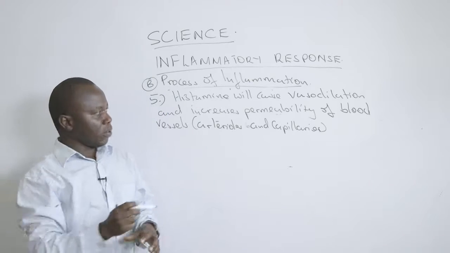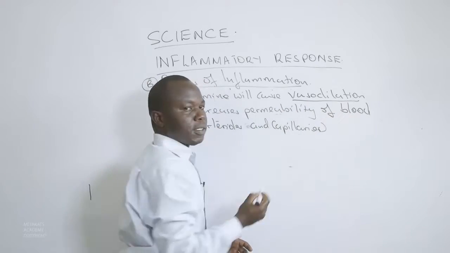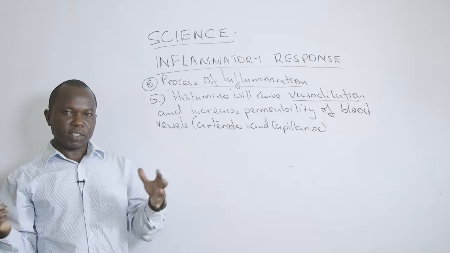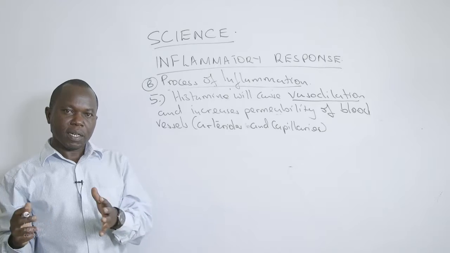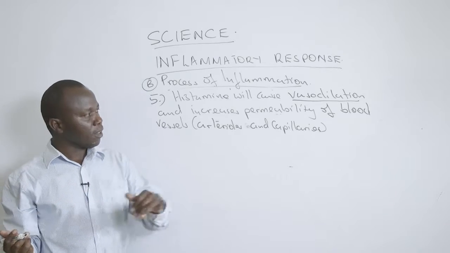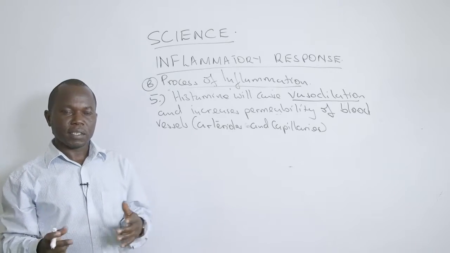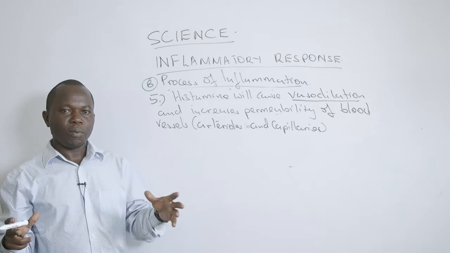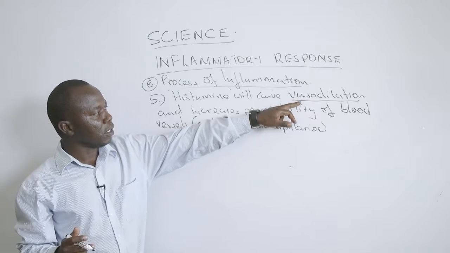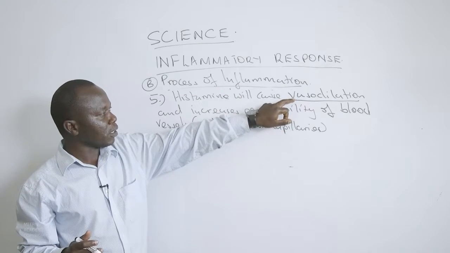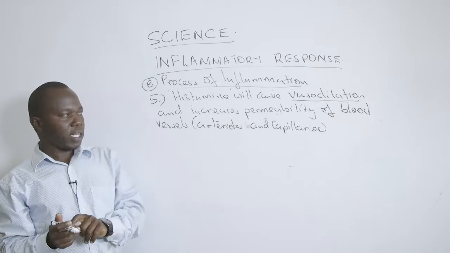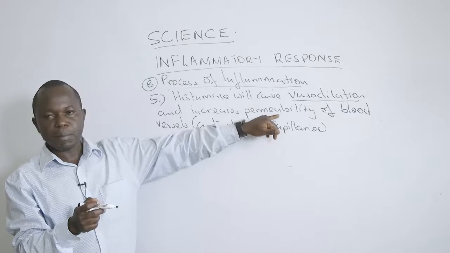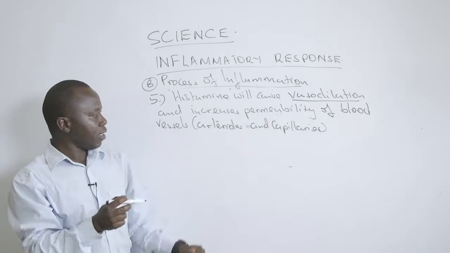Now, we have already come across this term. In our previous lesson, we mentioned vasodilation. We said vasodilation, vaso comes from the word vessel. Dilation is an increase. So when the lumen of blood vessels, or diameter, is increasing, we call that process vasodilation. So histamine causes vasodilation and increased permeability of the blood vessels.